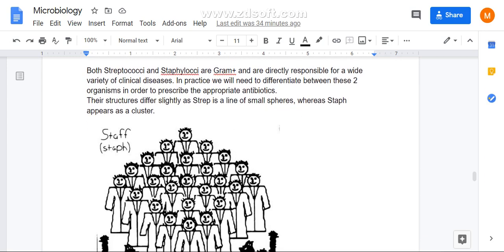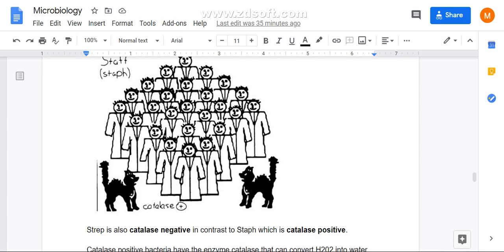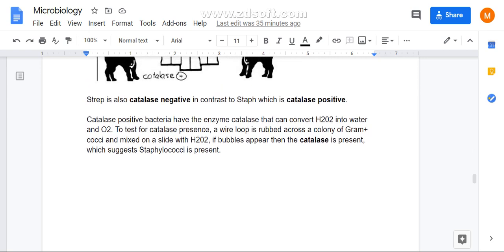So this picture is kind of to remind you of staph. You have a staff of people that are clustered together, and you have two cats that are present, which represent the catalase. Catalase positive bacteria have the enzyme catalase that converts hydrogen peroxide into water and oxygen. So how do we test for catalase?